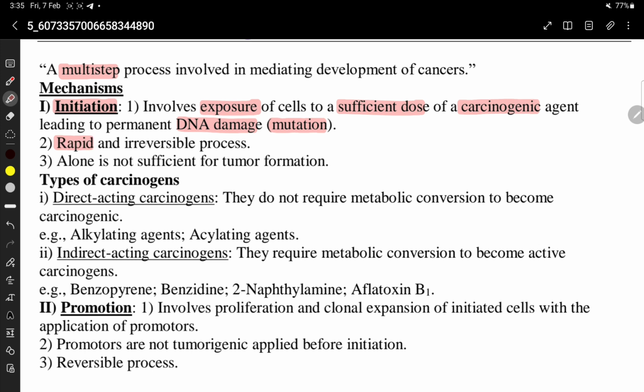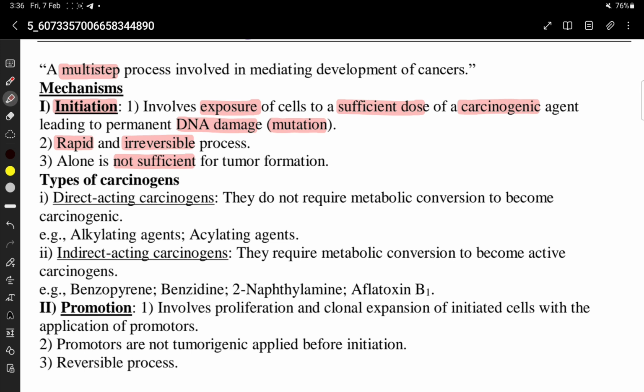Initiation is a rapid and irreversible process, but it is alone not sufficient for tumor formation.